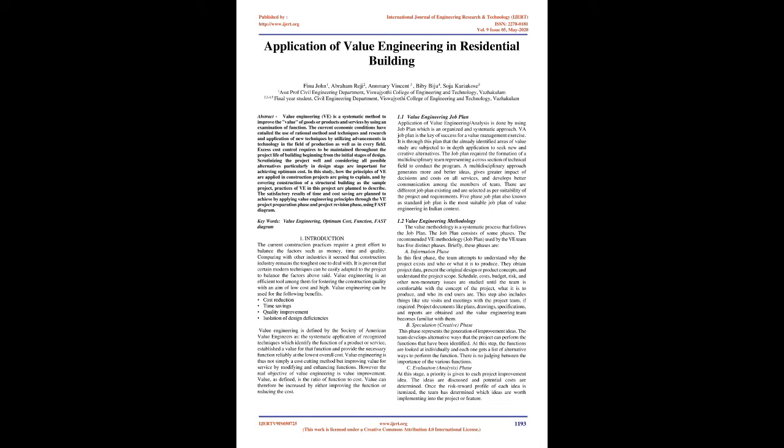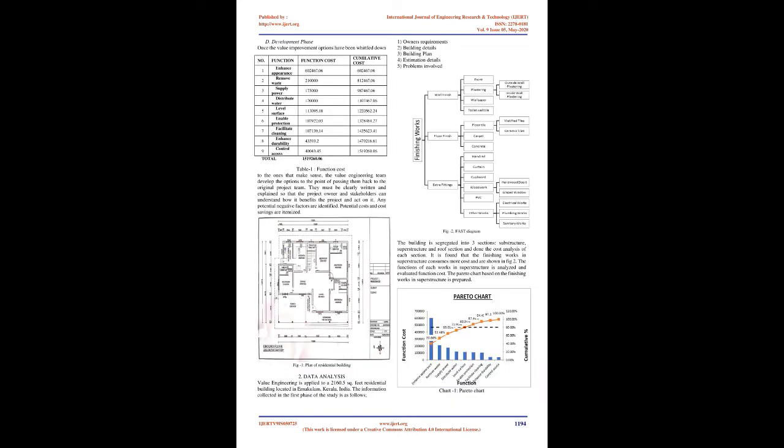1.1 Value engineering job plan. Application of value engineering/analysis is done by using a job plan, which is an organized and systematic approach. The VA job plan is the key to success for a value management exercise. It is through this plan that the already identified areas of value study are subjected to in-depth application to seek new and creative alternatives. The job plan requires the formation of a multidisciplinary team representing a cross-section of technical fields to conduct the program. A multidisciplinary approach generates more and better ideas, gives greater impact of decisions and costs on all services, and develops better communication among the members of the team.